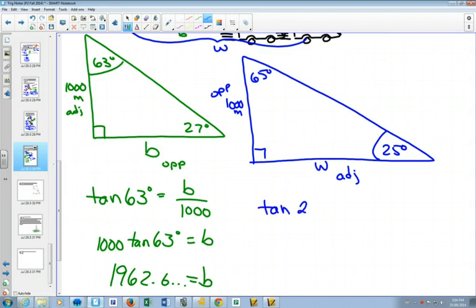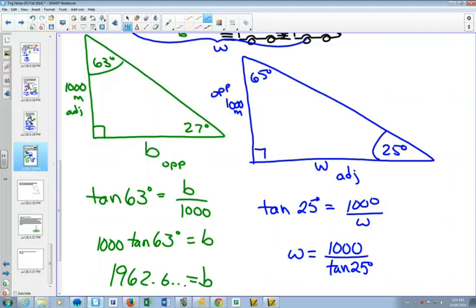Tan of 25 degrees is equal to opposite, which is 1,000, over adjacent, which is the W we want to find. A little bit more work here because we have to multiply both sides by W and then divide both sides by tan 25. Again, are you okay if I do that all in one step? Multiplied both sides by W, then divided both sides by tan of 25, and this is what you'll get.